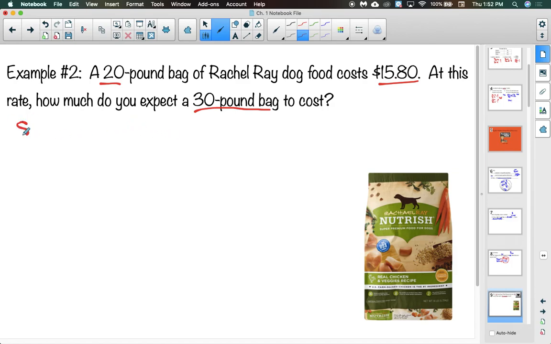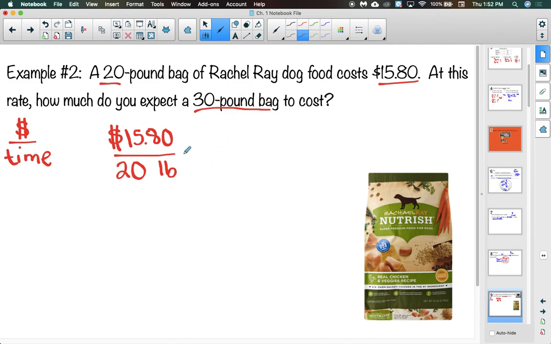So remember, money in the top, time in the bottom. That will be helpful to us. You'll see me write that a lot. You'll hear me say it a lot in class. Our first rate right here is 20 pounds for $15.80. Money goes in the top, and here's my money, $15.80. And I don't have time, but my other unit here is pounds. So 20 pounds. I'm going to use LB to abbreviate pounds.